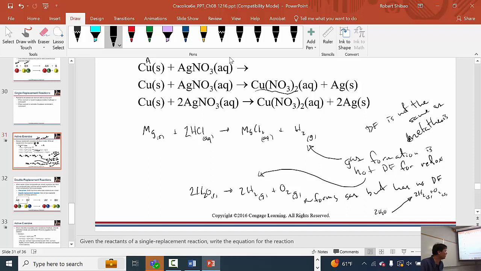So would we say decomposition is always? No, we can't say that. And so what we have to do is figure out the driving force for redox. So let me talk about the driving force for redox here.